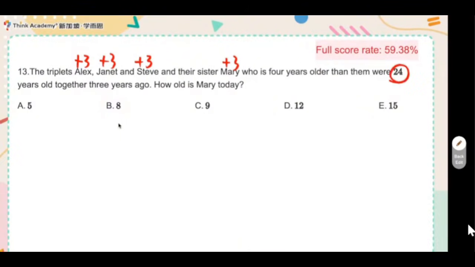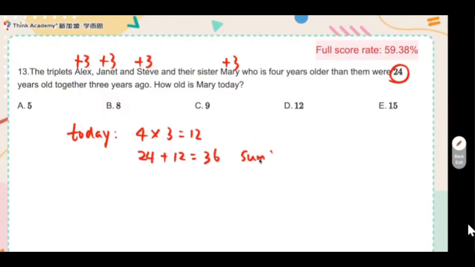So right now, can you tell me what is the sum of their age right now? The sum of their age today. Yeah, that will be 4 times 3 equals 12. And then 24 plus 12 equals 36, right? So this year, today, they are 36 years old altogether. This is their sum, right?